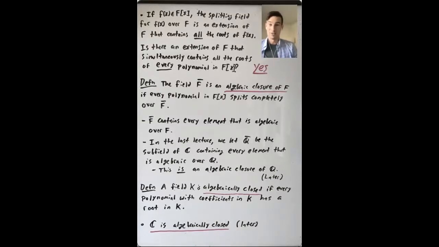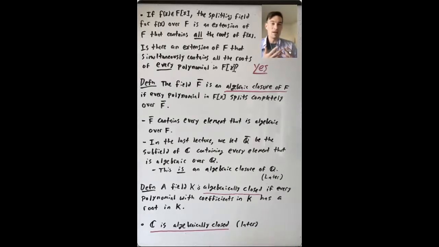is a polynomial, the splitting field for this polynomial over F is an extension of F that contains all of the roots of f(x). So what if you want an extension that simultaneously is a splitting field for many different polynomials? Well, you can do that by taking the composite of some splitting fields, say if you have two splitting fields or something like that.